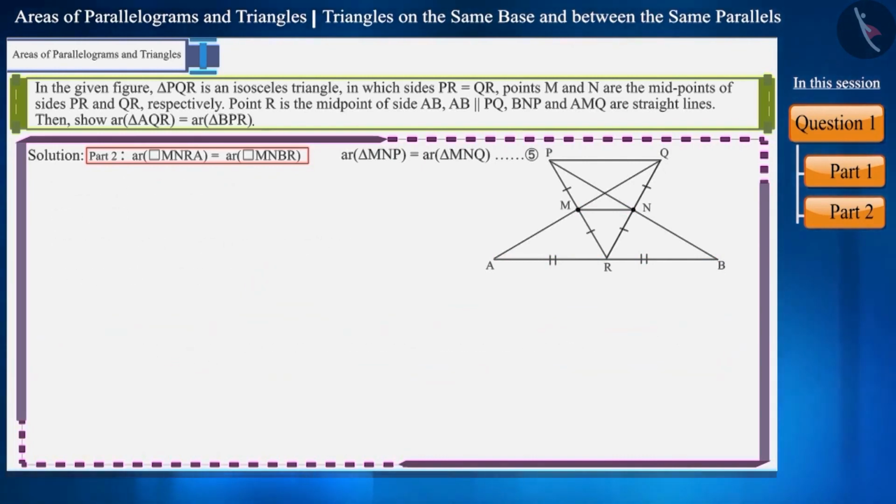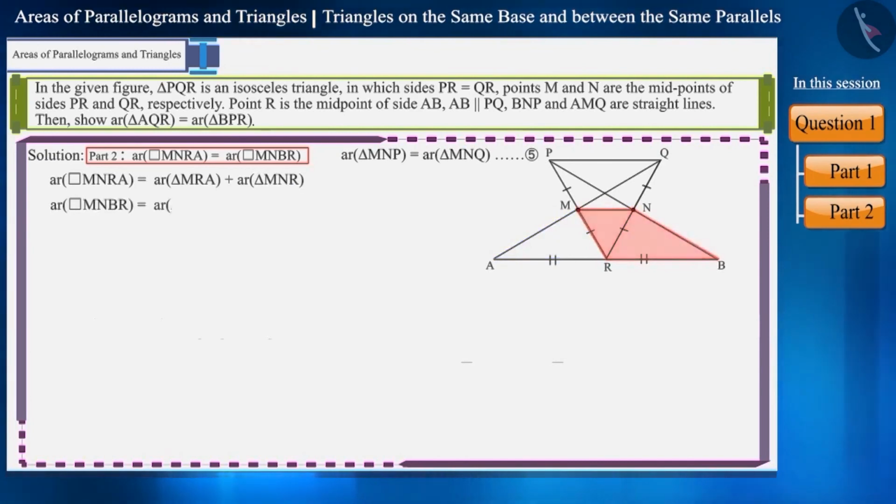Friends, if you look at these two quadrilaterals carefully, then you will see that quadrilateral MNRA is made up of these two triangles and quadrilateral MNBR is made up of these two triangles. Here, triangle MNR is common in these two. So, if we prove that triangle MRA and triangle NRB are congruent, then we can say that the area of these two quadrilaterals is also equal.